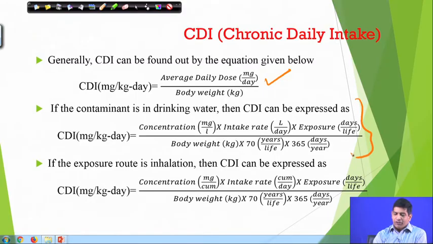If it is an inhalation route, again you have milligrams per cubic meter, and how many cubic meters of air we take in per day, exposure days per life, body weight, years of life, and how many days per year. So, we express both the ingestion as well as the inhalation route.